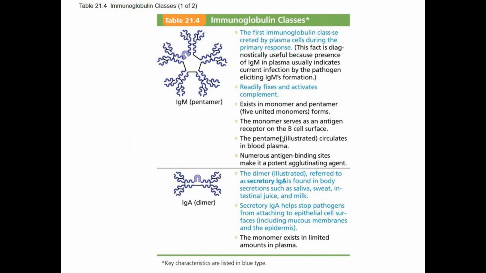So in cartoon form, here's our pentamer, so 1, 2, 3, 4, 5 of these monomers. All of the constant regions stuck together, all the variable regions facing outward. Again, this is our IgM. This is our first antibody released. Here we have IgA in dimer form, so we have 2 constant regions stuck together, their variable regions hanging out. Again, mostly this one is in mucus. There is some in your blood, but it's mostly a mucus antibody.